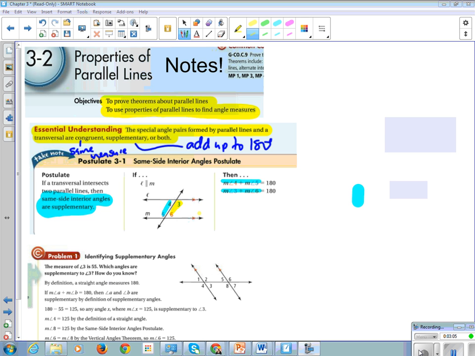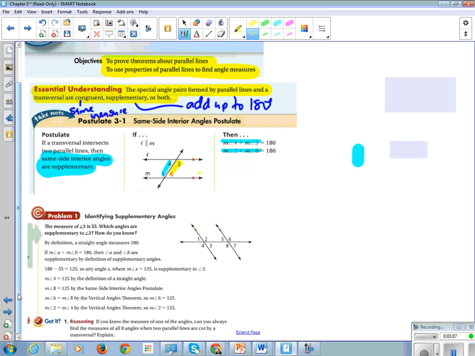All right, so now identifying again, yay! Anytime we can identify, it's a good day. Identifying supplementary angles. The measure of angle 3, so right here, is 55 degrees, and I'm going to put that right on here. If you guys can fit it in, I know it's tiny. It's 55 degrees. Which angles are supplementary to angle 3? So angle 3 and all these other angles add up to 180.